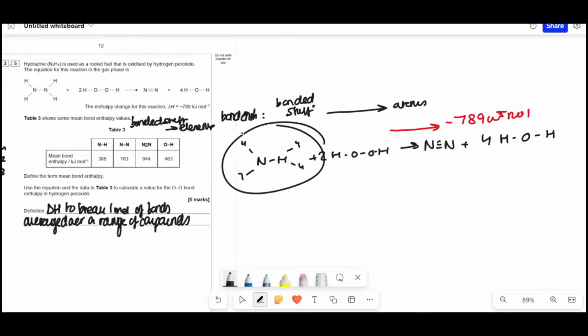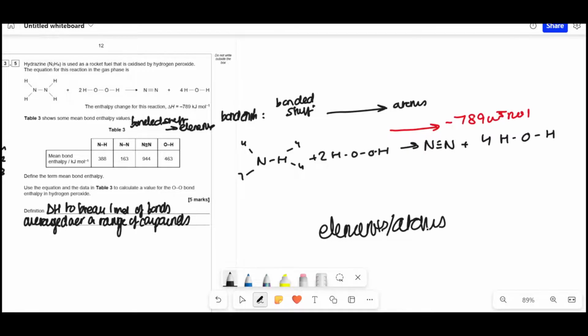So is this the bonded stuff or is this the atoms? This is bonded stuff because the mean bond enthalpy is being applied to this to break it down. This is the bonded stuff, that's the bonded stuff, that's the bonded stuff. So in my cycle, what must be at the bottom is my elements, or your atoms, which you can write down, but I'm lazy and I do this.